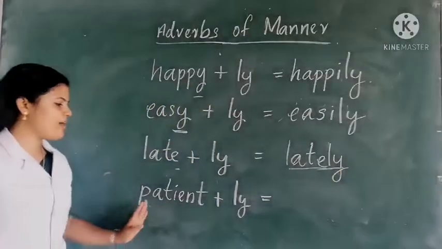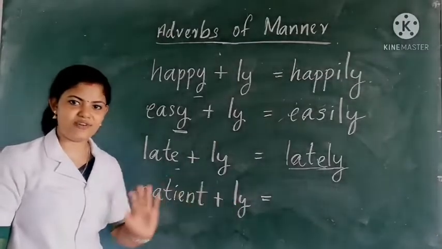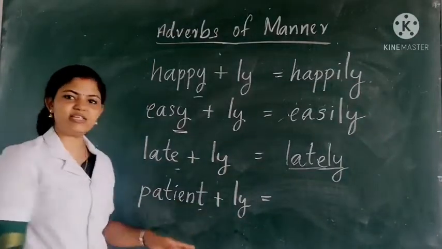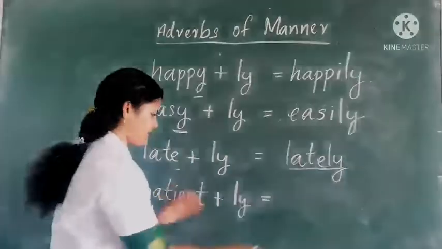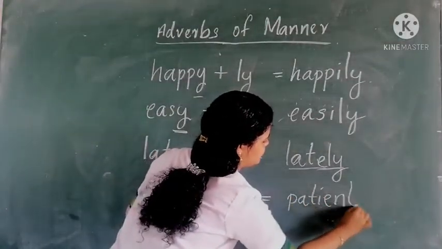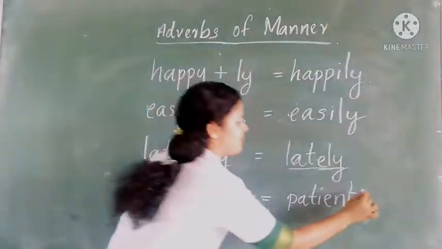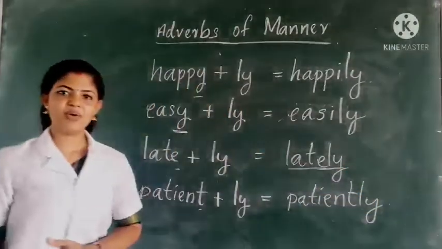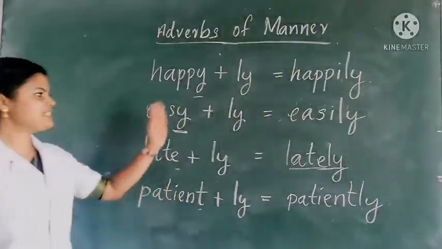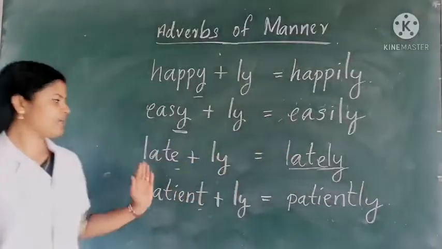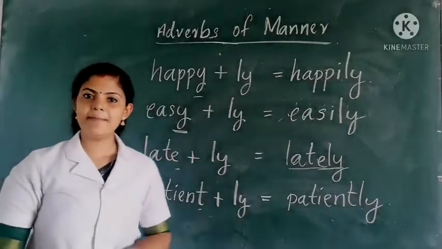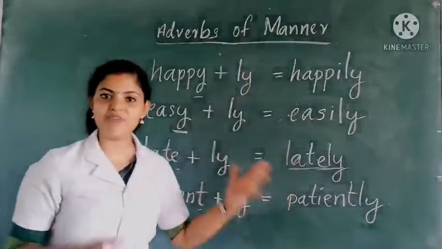Okay, next one. Patient plus ly. Do we have to change the spelling? No, the ending letter is t. It's not y. So it will become the same: patient, ly, patiently. Okay, so happy plus ly, happily. Easy plus ly, easily. Late plus ly, lately. Patient plus ly, patiently. So these are the adverbs of manner.